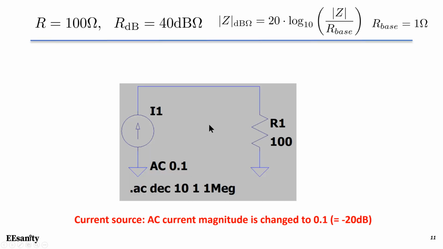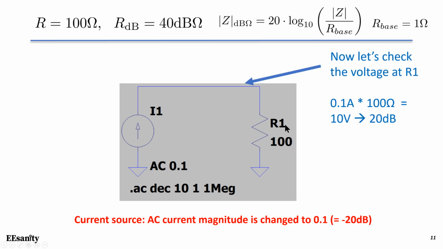So this is the schematic. The only change is the AC current magnitude is changed from 1 to 0.1. Since the voltage equals 0.1 times 100 ohm, which is 10 volt, which is equivalent to 20 dB. Since we still have 100 ohm in this case, this is 40 dB ohm, which is the same as before.